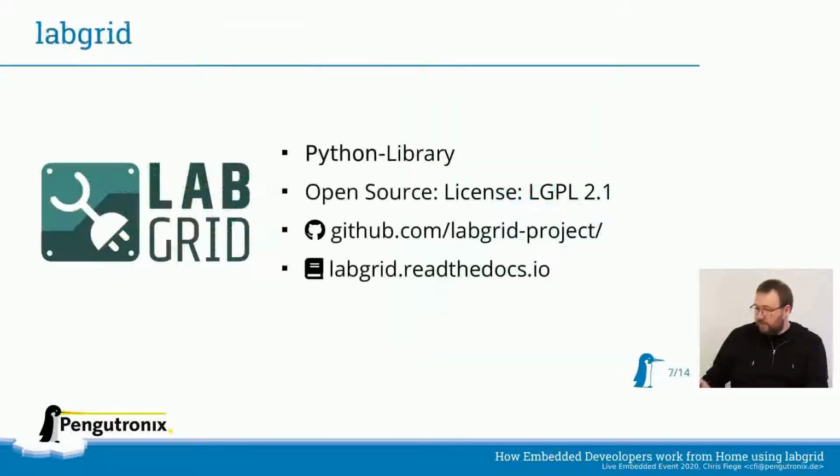And that is where Labgrid comes into play. Labgrid is a Python library written in Python 3, but I don't think you have to say that anymore. It's licensed as LGPL 2.1, so it's a real open source project. You can find it on GitHub, and the documentation is rendered at labgrid.readthedocs.io.